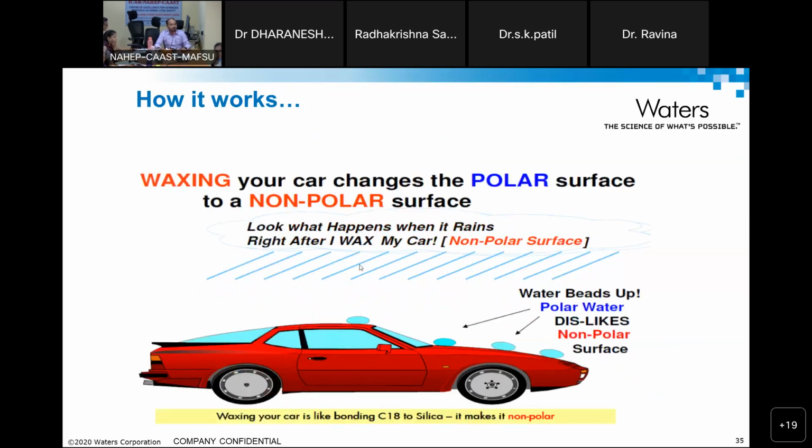But in the next picture, when the surface of the car is waxed, that surface becomes non-polar. So all the rainwater which is falling, and is polar in nature, now forms water beads, and it is disliking the non-polar nature of the car surface, and it is dropping off from the car surface. So this is how chromatography works. The basic phenomenon is like attracts like. That means a polar surface will attract polar compounds more, and a non-polar surface will attract non-polar compounds more.